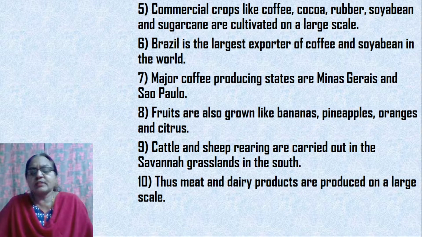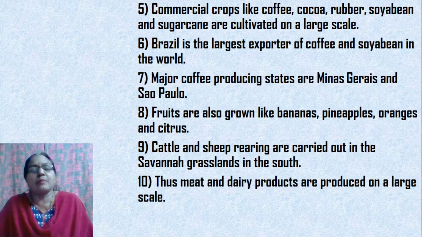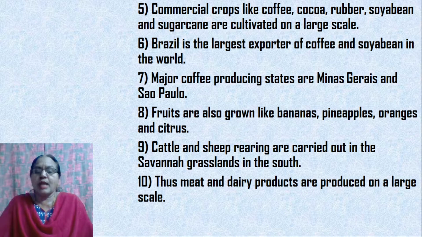Then the savanna grasslands. Towards the southern part of Brazil we have the pampas. Here the principal activity is cattle and sheep rearing. As I have already told you, towards the south rainfall goes on decreasing, and since agriculture is not a viable occupation towards the south, cattle and sheep rearing are carried out on a large scale. Cattle and sheep rearing are usually carried out for the sake of meat as well as dairy products.